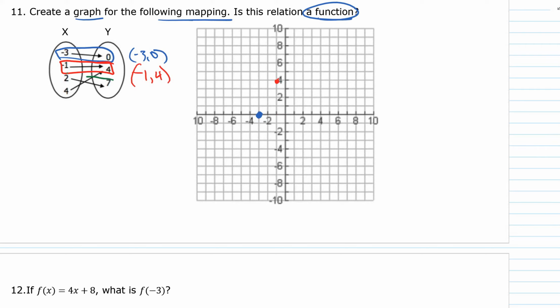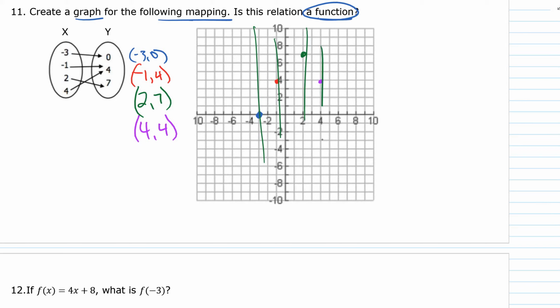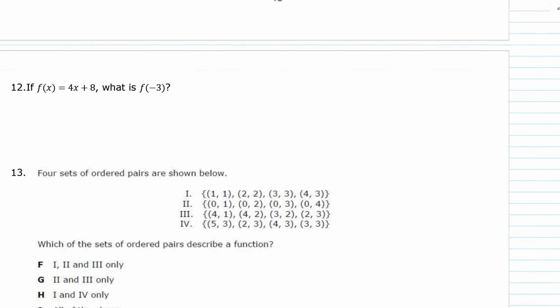The next point would be 2, 7, over 2, up 7, and then the last point would be 4, 4, over 4, up 4. Now, we could already tell from the mapping diagram that each of our x's had only one line coming out of it, so we knew it was a function, but we could also, now that it's graphed, apply the vertical line test and see it only hits each one time.